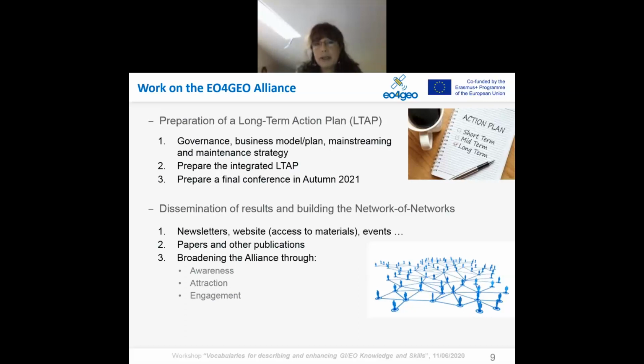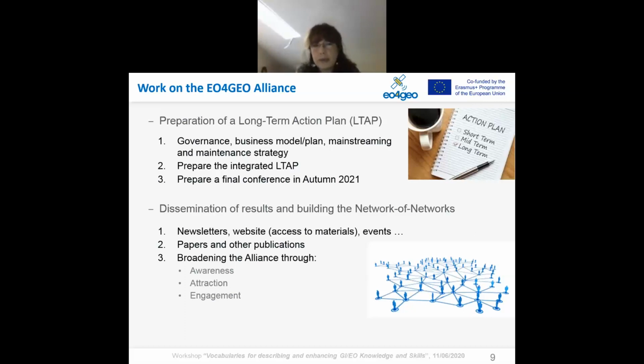Important, of course, is the engagement of the stakeholders, and that's also why we are trying to build the so-called network of networks. There are several ways to be engaged, from a simple dissemination level, through subscription to the project newsletter, or visiting the website to have access to all the relevant materials developed so far, or to the events organized in the past by the project.